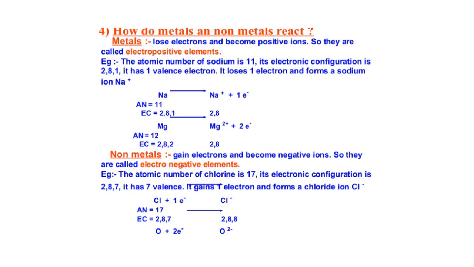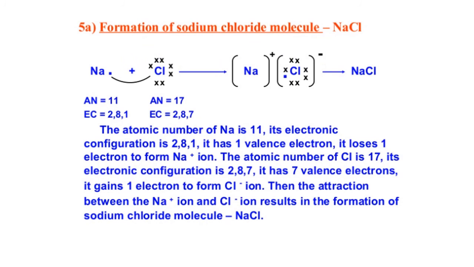Similarly, chlorine is a non-metal and it gains an electron and becomes an electronegative element. The atomic number of chlorine is 17. Its electronic configuration is 2, 8, 7. So it gains the one electron that is lost by sodium and forms a complete octet, that is 2, 8, 8. And when they come together by an ionic bond, they form an ionic compound called sodium chloride.